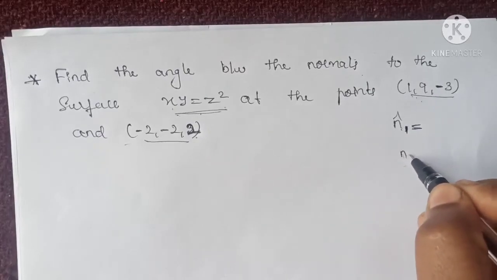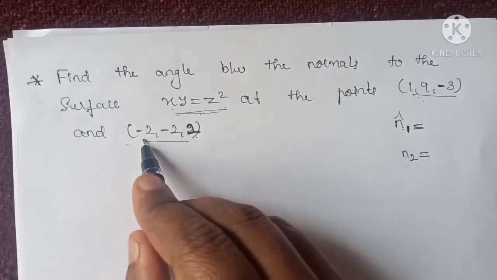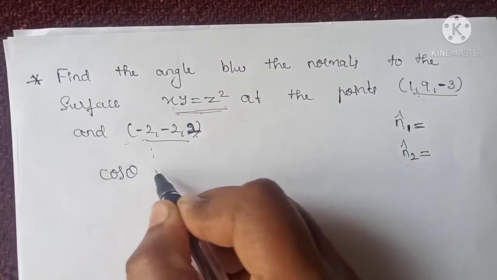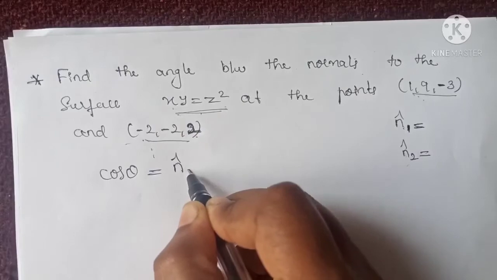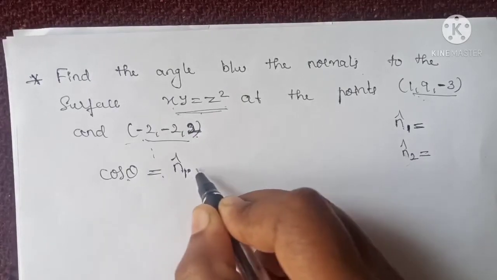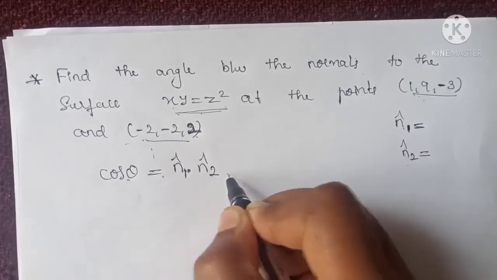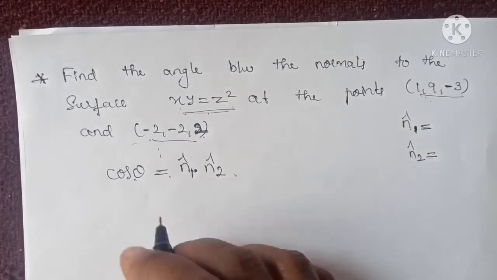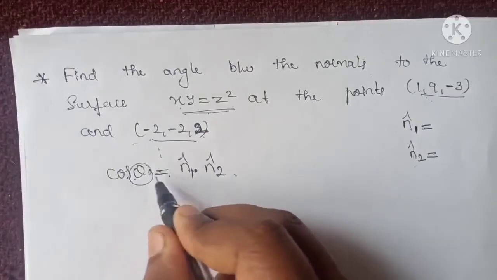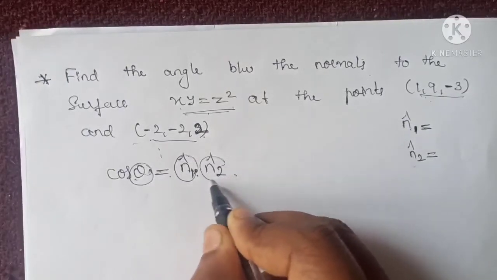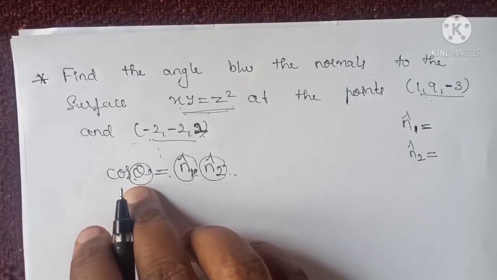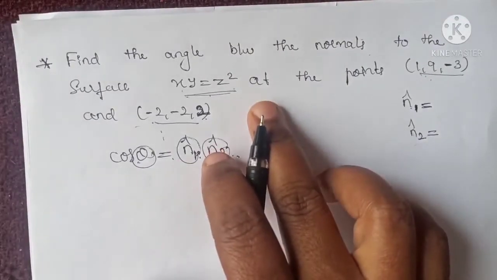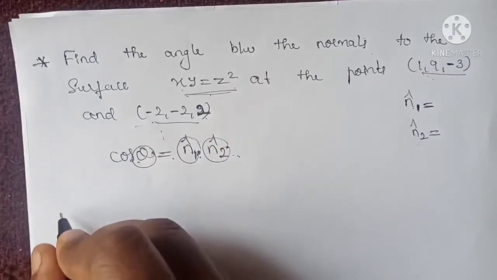Similarly we find n2 by putting the second point, and the angle between the normal vectors is given by cos theta equals n1 cap into n2 cap. So vector n1 into n2 cap. On substituting the n1 value and n2 value we get the required angle. Therefore first we have to find n1 and n2 by using the given surface at the different points. Solution.